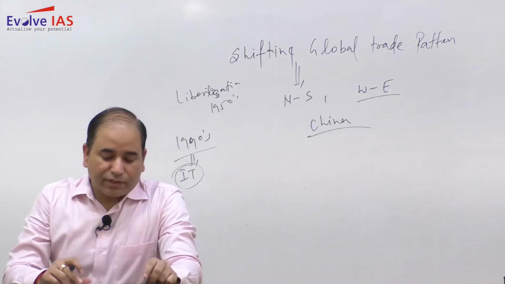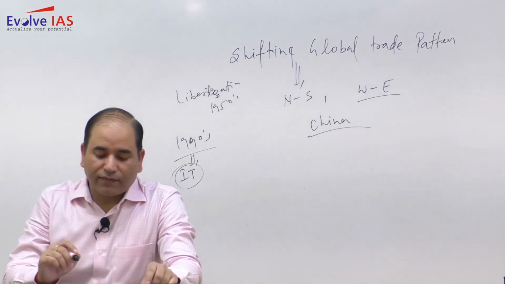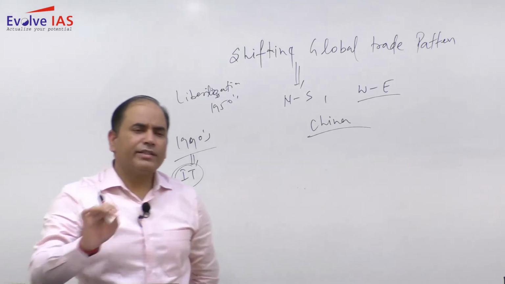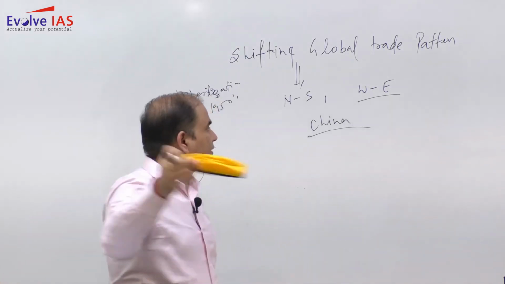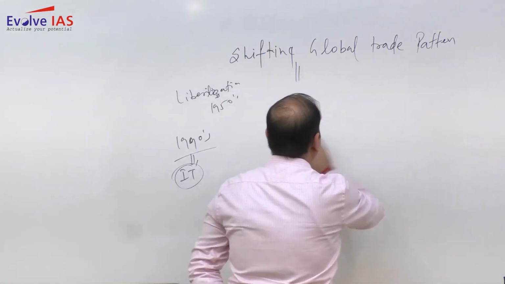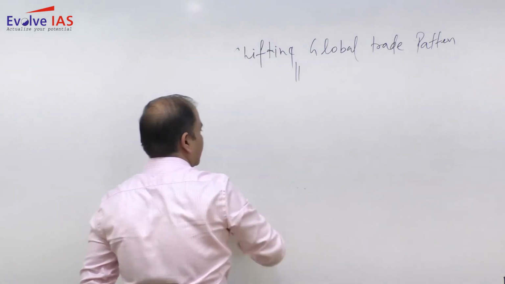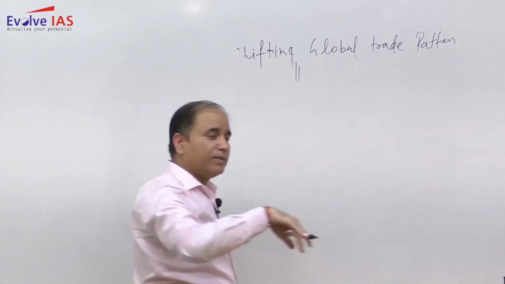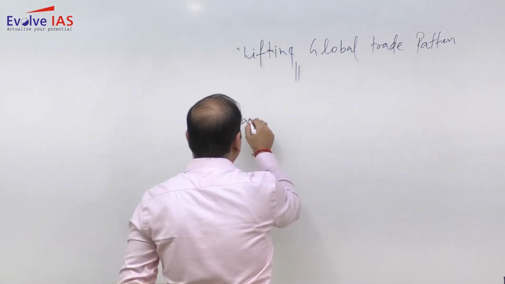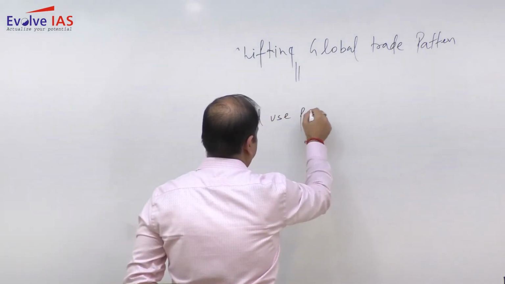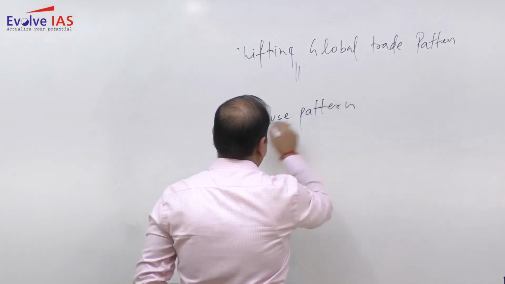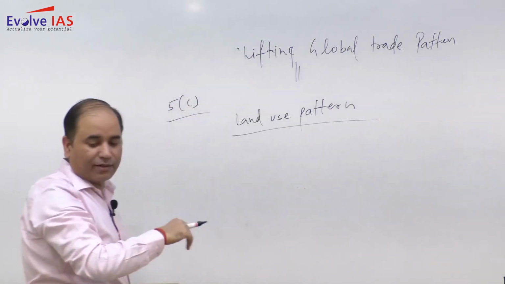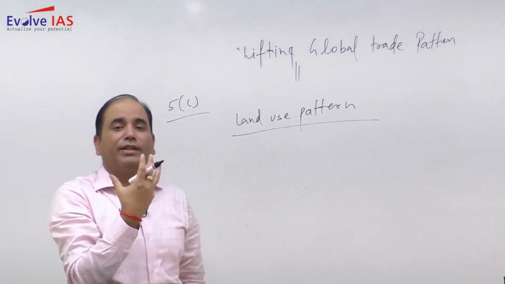Moving to the third question: examine the morphological factors that influence the origin and growth of towns. As far as morphological factors are concerned, morphology simply refers to the shape, the form, and also the land use pattern. So here the question is about the origin and growth of towns.